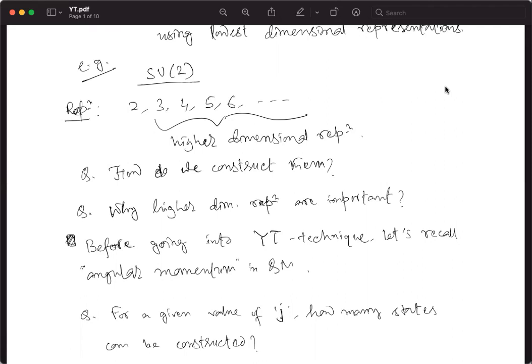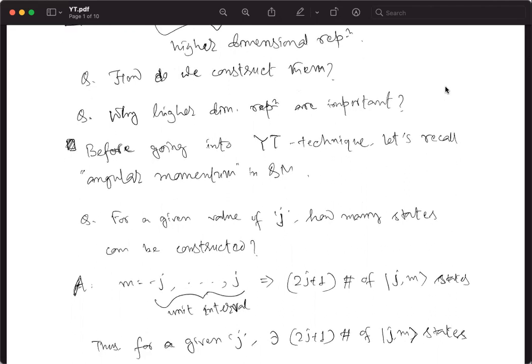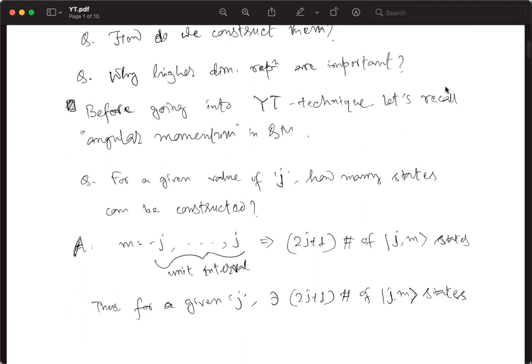Before going into this Young tableau technique, let's recall what we have learned in the context of angular momentum in quantum mechanics. In quantum mechanics, we define the states in terms of J and M, where M is the eigenvalue corresponding to Jz, and J is the eigenvalue corresponding to J squared. J squared and Jz commute with each other, so we can define good quantum numbers J and M, and we can define a state by |J,M>, right?